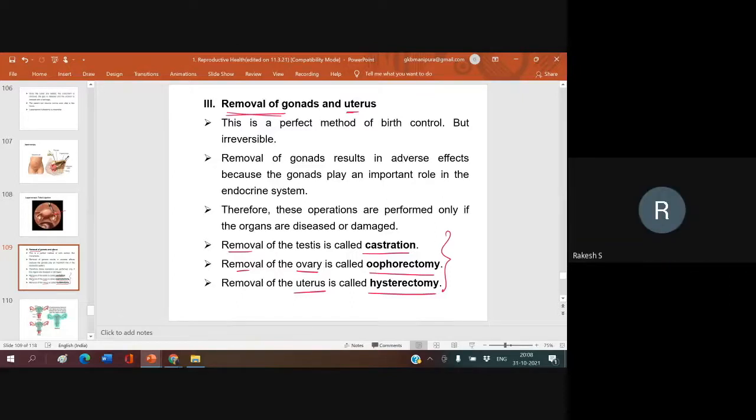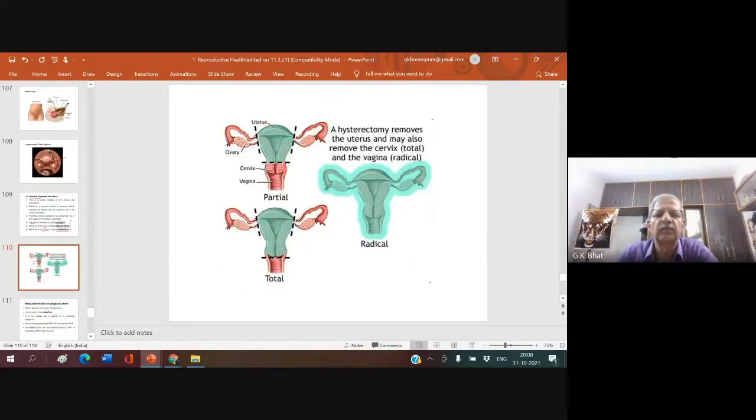Yes, sir. This is what you have, hysterectomy. See, here only the uterus is removed. Here, the uterus plus the cervical region is removed, total. Here, everything is removed. Many times, a woman comes with cancer of the uterus, and the doctor will see whether it has spread to other parts of the reproductive system also. At that time, everything has to be removed.